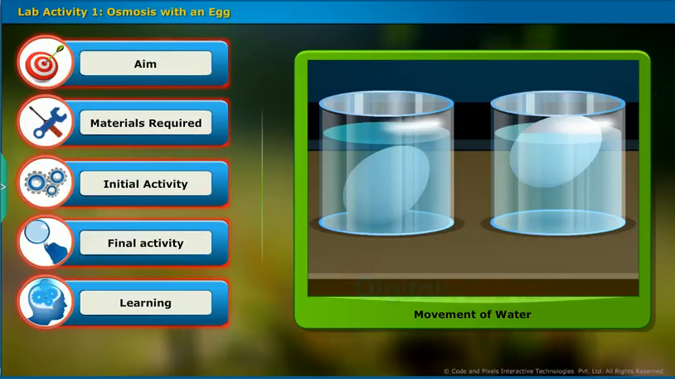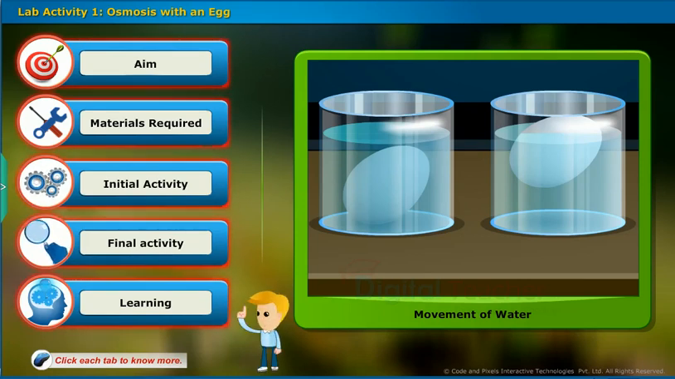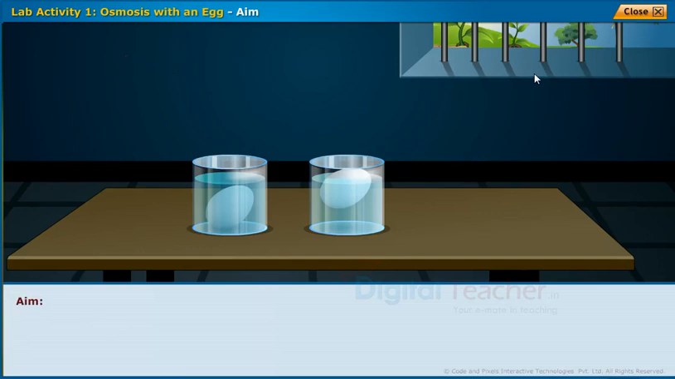Here, let us perform an activity to study the movement of water in animals by using eggs. Click each tab to know more. To study movement of water in animals by using eggs.